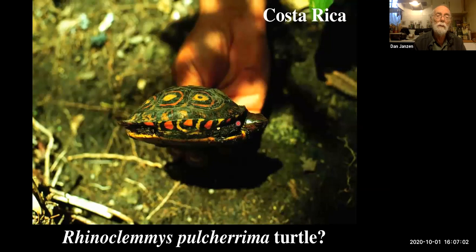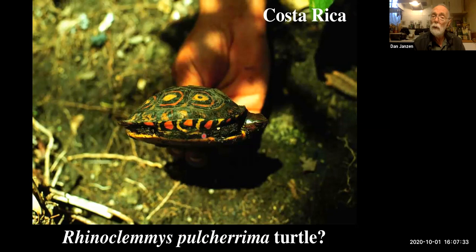Now, the extremities to which, we'll put it this way, the value of being toxic as a way of avoiding predation, and then the value of evolving to look like that, is very extensive throughout the system. There's a turtle, Rhinoclemmys pulcherrima, and interestingly, the people who named this turtle were Europeans, and what they named it was the beautiful turtle. Nobody associated this turtle with anything other than being beautiful.